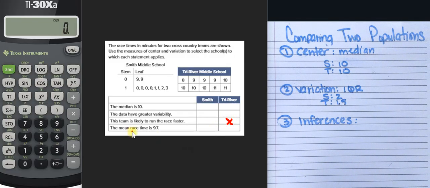And then the mean race time. So if you use the mean, you could definitely do that. And if you did, you would find that that applied to Tri River. So there are your answers there. So let me just go back and highlight all those answer choices one more time. So we had Smith, Tri River. This was Smith. This is Tri River. And this is also Tri River.